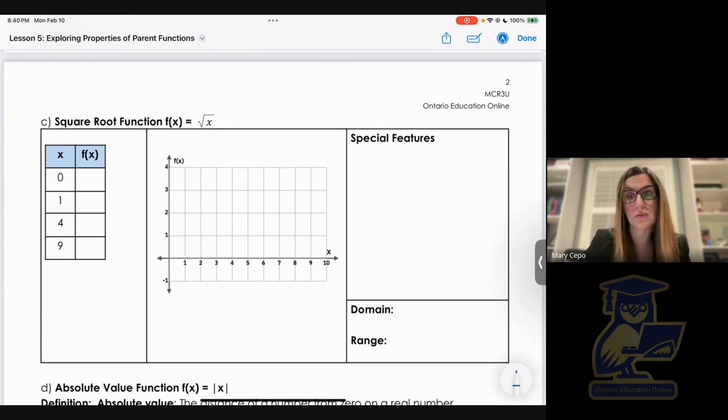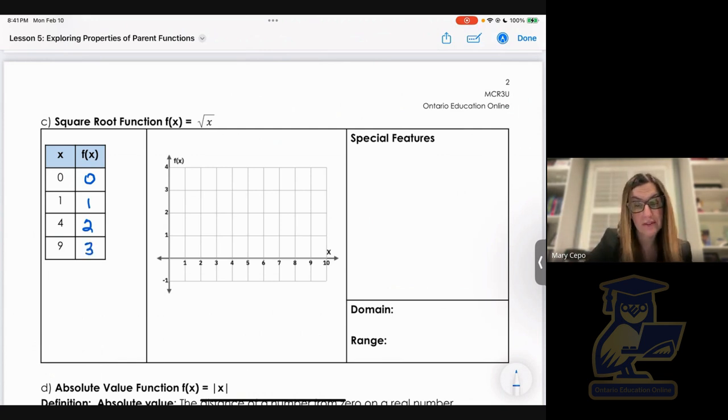Notice the input values: x equals 0, 1, 4, and 9. Those are actually chosen because those are perfect squares. To take the square root of a perfect square, you're going to get a whole number. If I input x being 0, the square root of 0 is 0. The square root of 1 is 1. If I input 4, the square root of 4 is 2. The square root of 9 is 3. So these points are very critical.